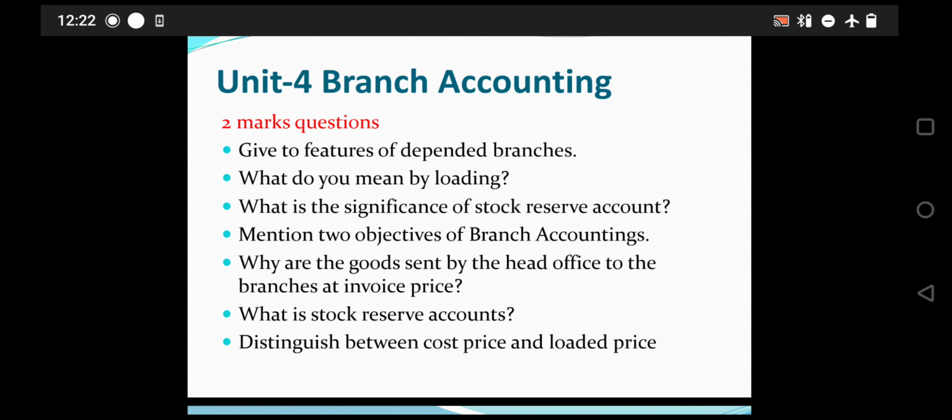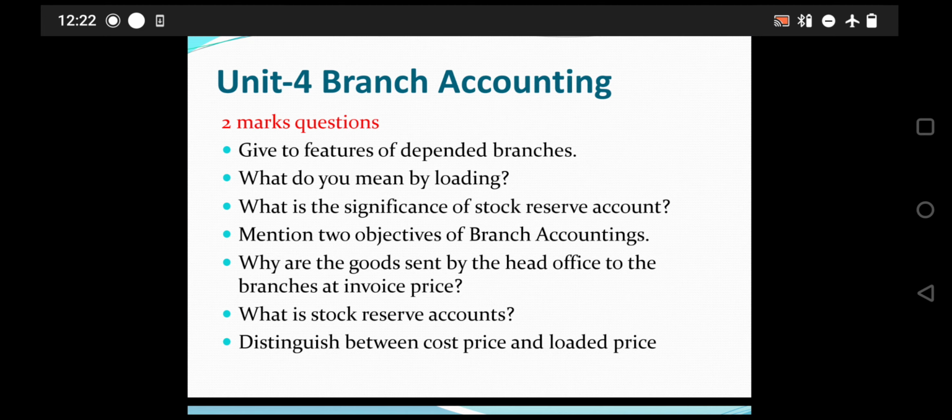And another difference I can say is that head office can supply the goods either at cost price or invoice price, and the branch has to sell on the same condition on which the head office sells. Suppose head office sells at cost price, the branch has to sell at cost price only. If the head office sells at invoice price, again the branch has to sell at invoice price only. So this is another feature of dependent branches.